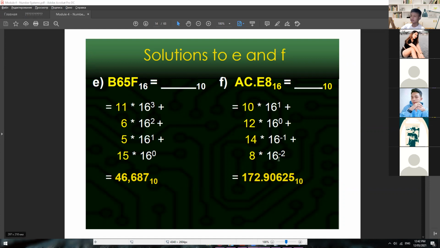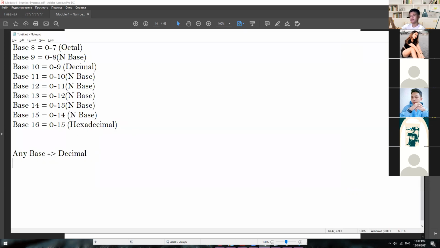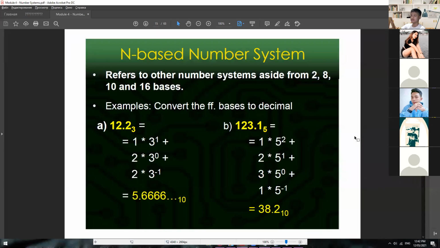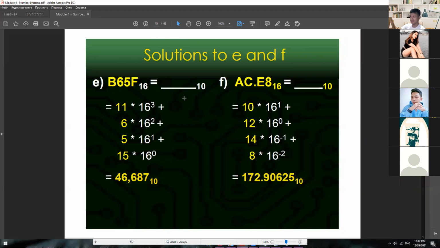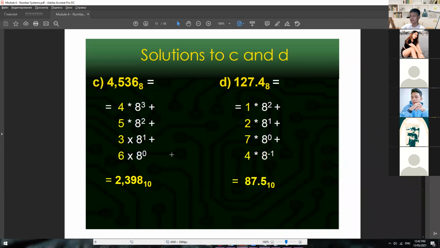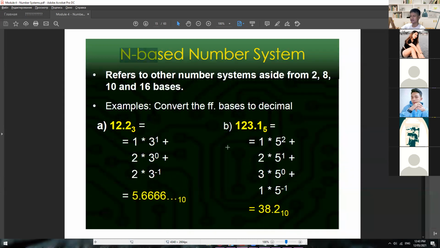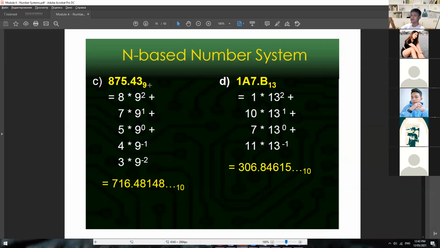Good then. All right. So if we have any base to decimal, of course we also have decimal to any base. Or you can reverse it. Okay. So here's the process on how. All right. So let's have more examples with n base. So here we have binary to decimal. We have octal to decimal, and then we have hexadecimal to decimal. But in here we have the other bases, which is base 3, base 5, base 9, base 13, and so on and so forth. Okay.